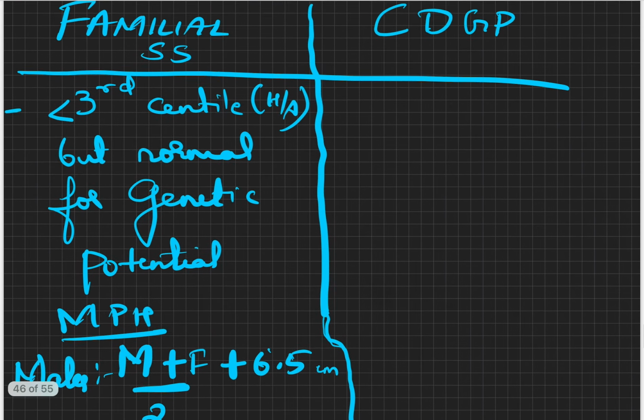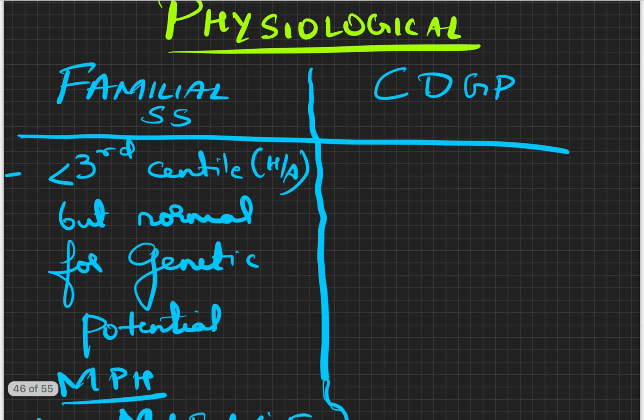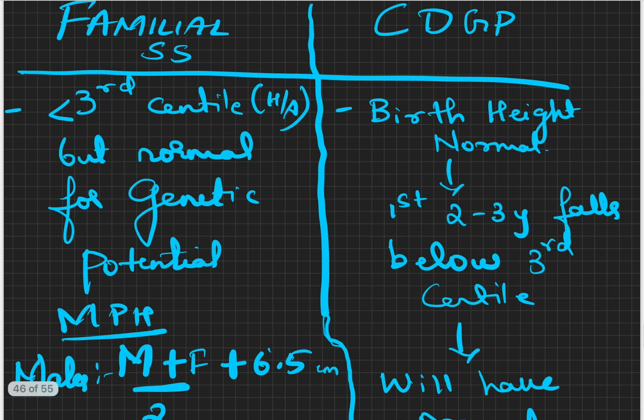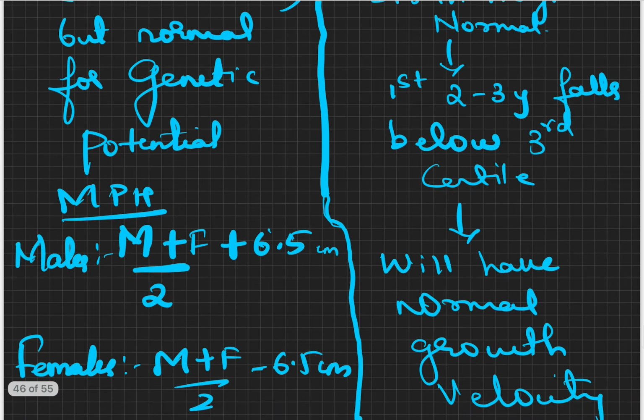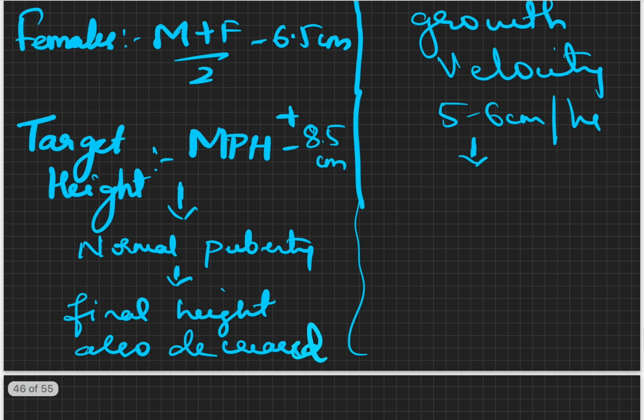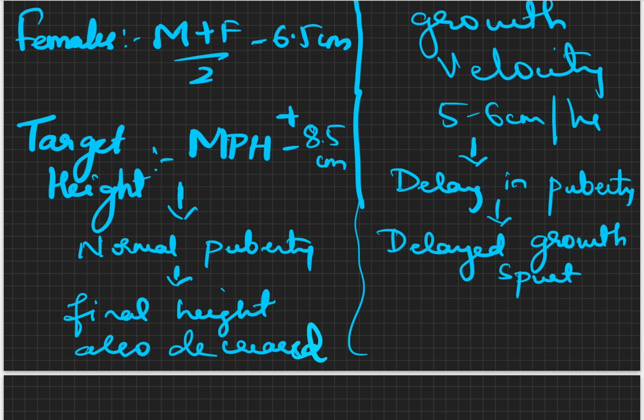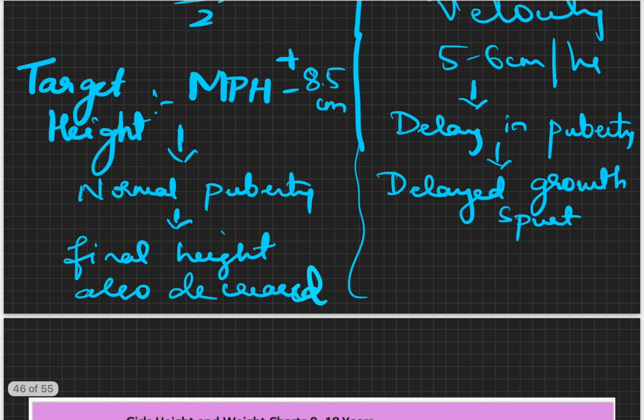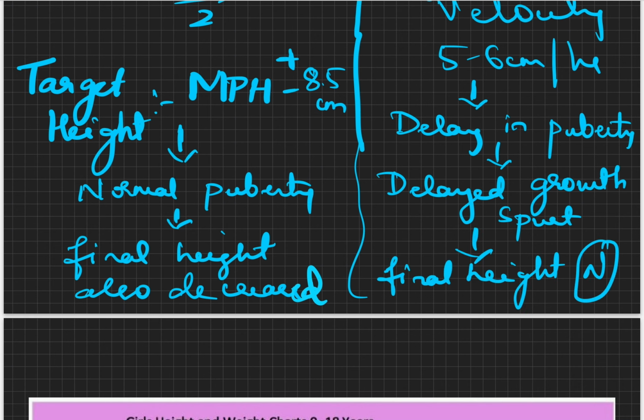So we discuss CDGP, that is constitutional delay in growth and puberty. Birth height is normal. In the first 2 to 3 years, the child falls below the third centile and will have normal growth velocity after that. But adult height is normal for this child. To achieve that, there will be delay in puberty and delay in growth spurt. Because of this delay, the child grows for a longer period of time. So the final adult height is normal.